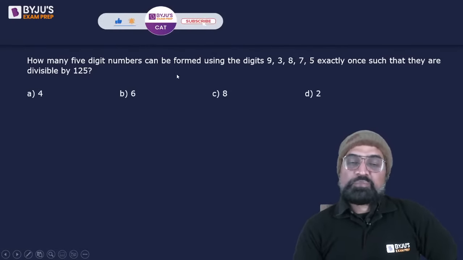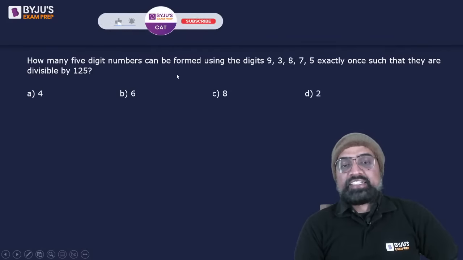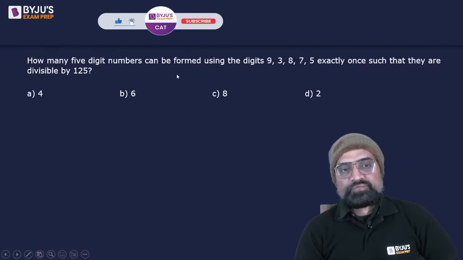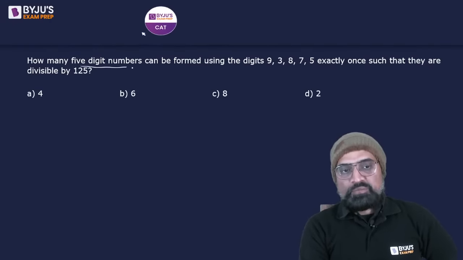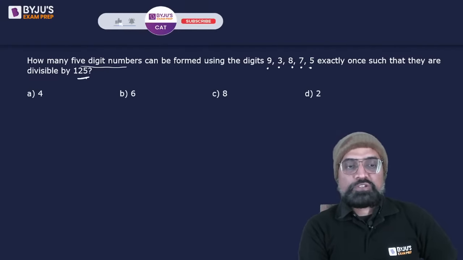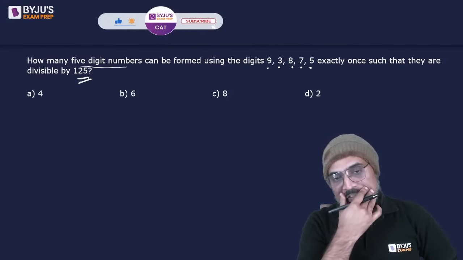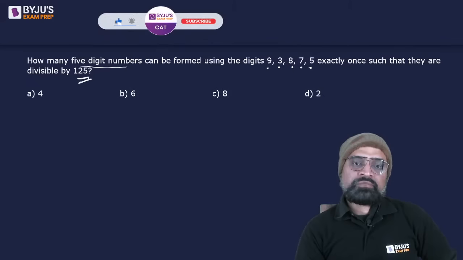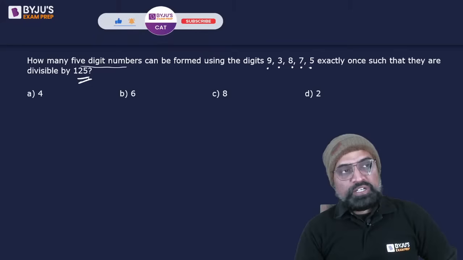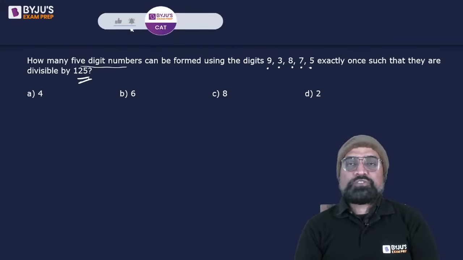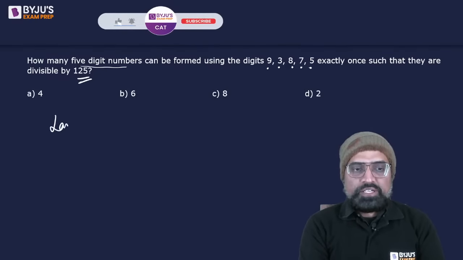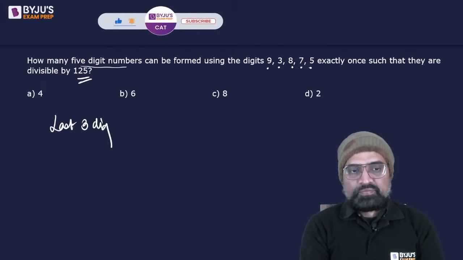How many 5-digit numbers can be formed using the digits 9, 3, 8, 7, 5 exactly once such that they are divisible by 125? We have to form 5-digit numbers from a total of 5 digits, and these numbers should be divisible by 125. So what can be possible? For a number to be divisible by 125, I believe you must be aware that the last 3 digits should be divisible by 125. This is the rule for 125.